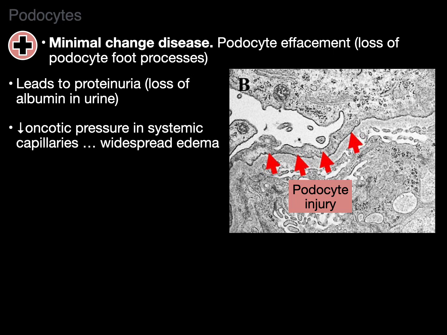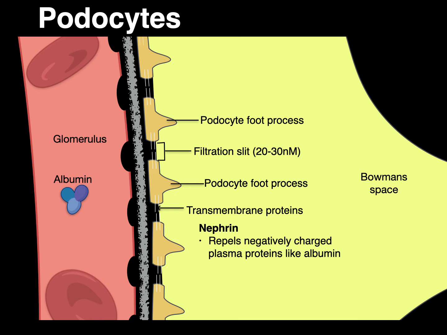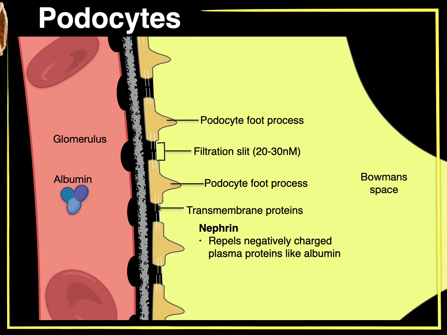This reduces oncotic pressure in systemic capillaries. You reduce the sucking pressure keeping fluid inside the capillary, and it can present with widespread edema. It's often seen in children. And here's a picture, and you see that periorbital edema, which is often how it may present. So this is a classic presentation of nephrotic syndrome. And that, my friends, is podocytes in a nutshell.